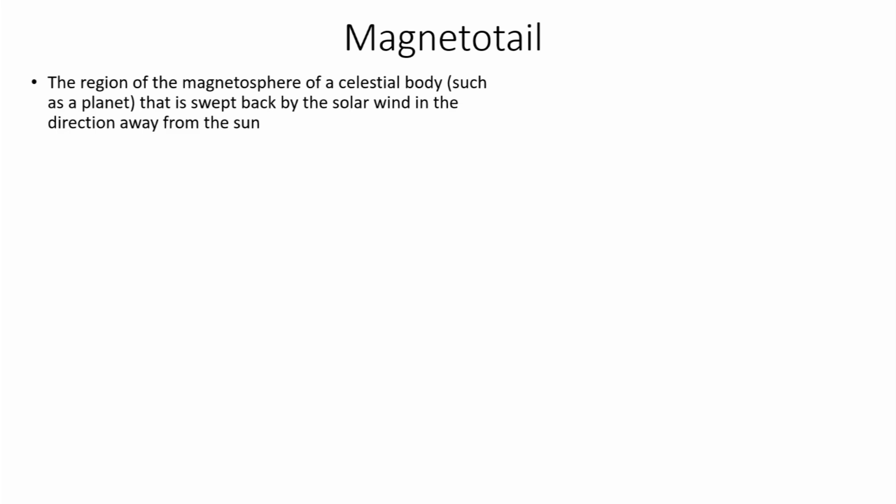The next is the magnetotail. What is the magnetotail? As we understand by the name, some form of a tail is formed on the night side. One is the sun side, and we have seen the interplanetary magnetic field. It is swept away towards the back side of the day side. That is called the magnetotail. The magnetotail is the region of the magnetosphere of a celestial body like our Earth that is swept back by the solar wind in the direction away from the sun.